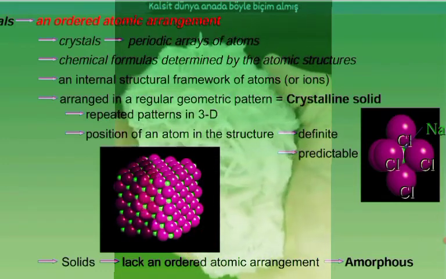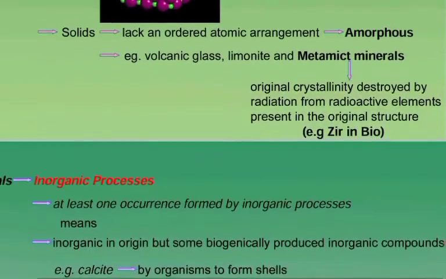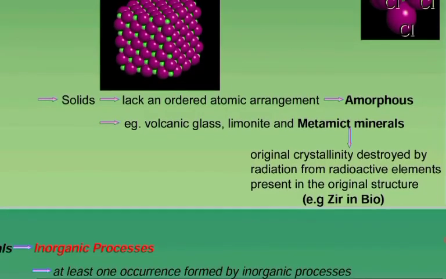Amorphous, e.g., volcanic glass, limonite and metamict minerals, e.g., zircon, glauconite.